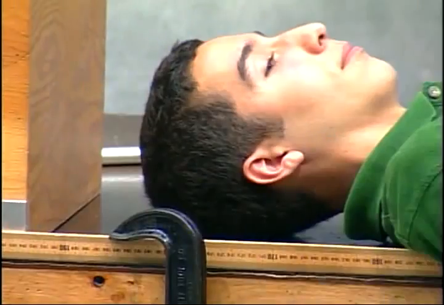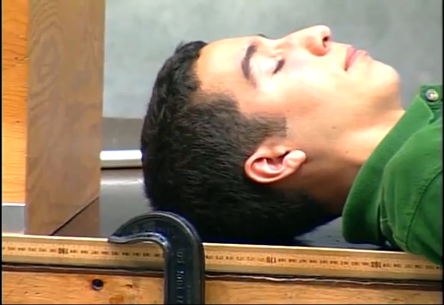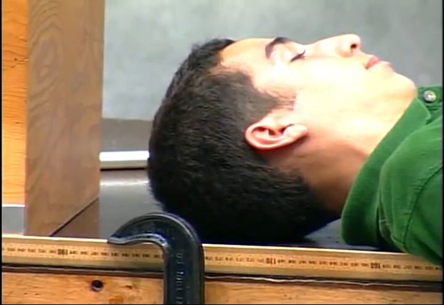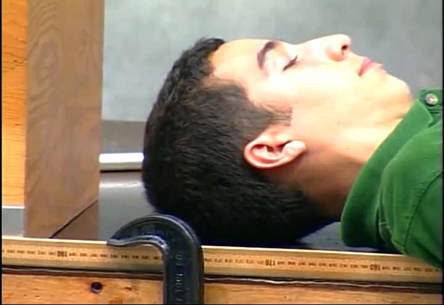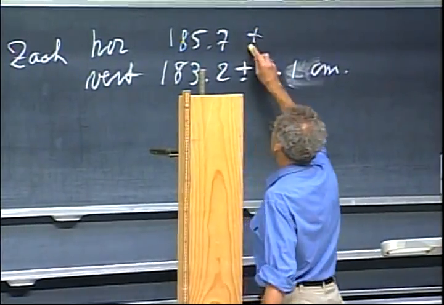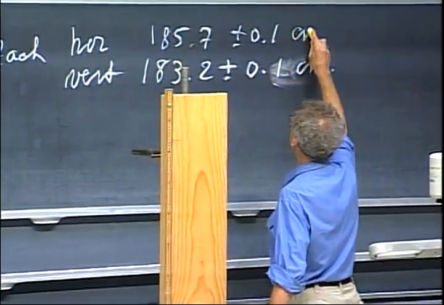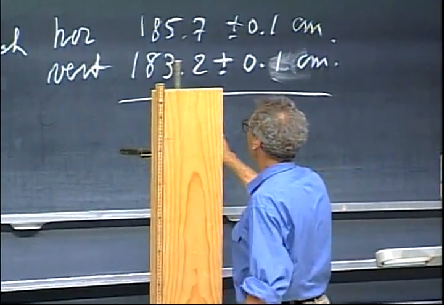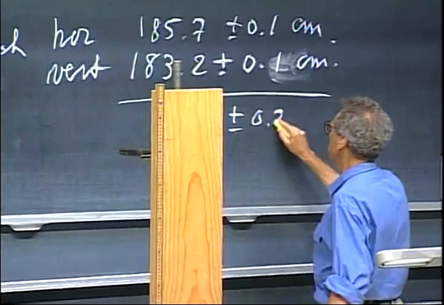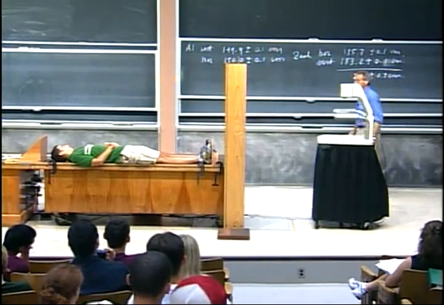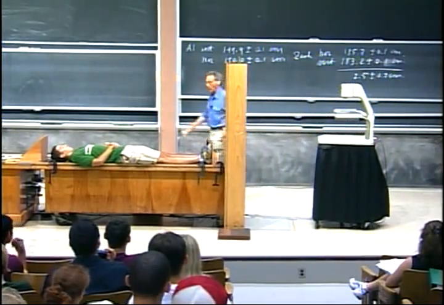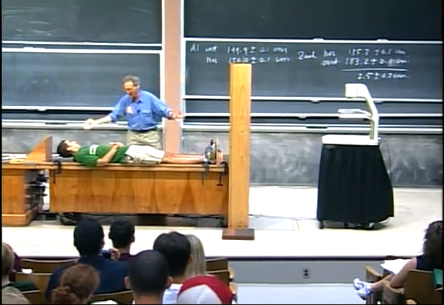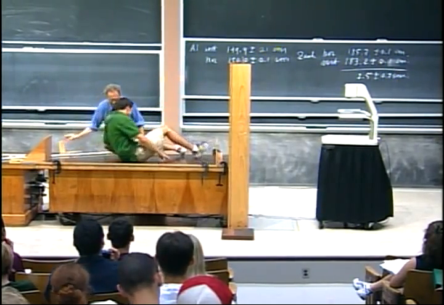185.7. Stay where you are. 185.7. I want to first make the subtraction, right? 185.7 plus or minus 0.1 centimeter. That is 2.5 plus or minus 0.2 centimeters. You're about 1 inch taller when you sleep than when you stand up. My grandmother was right. She's always right. Can you get off here?